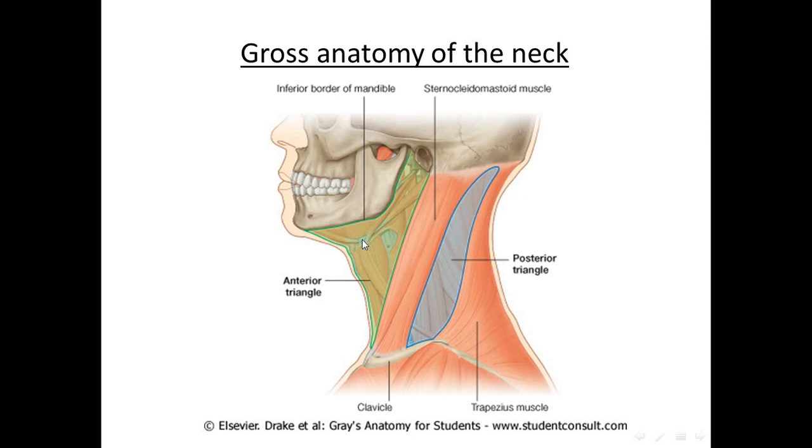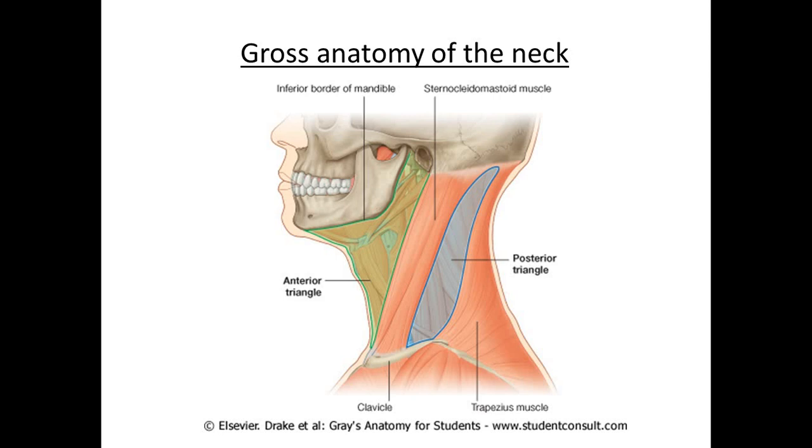So this is the hyoid bone. Superior to the hyoid bone is suprahyoid, and inferior to the hyoid bone is infrahyoid. Although there are some structures that do not respect this boundary, they extend from supra to infrahyoid. We will see these structures shortly.